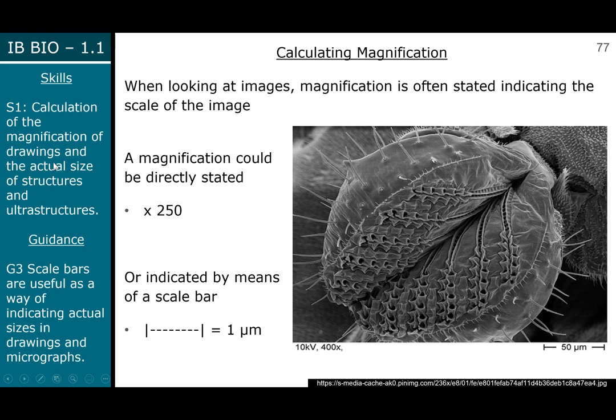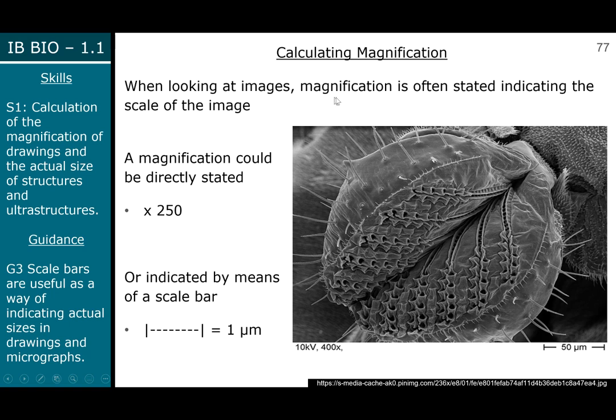Okay, so skill number 1. Calculation of the magnification of drawings and the actual size of structures and ultrastructures. Guidance: scale bars are useful. And remember, you can always create your own scale bars. So I encourage you, when you take the IB exam, you're going to need to bring a ruler with you so that you can create your own scale bar.